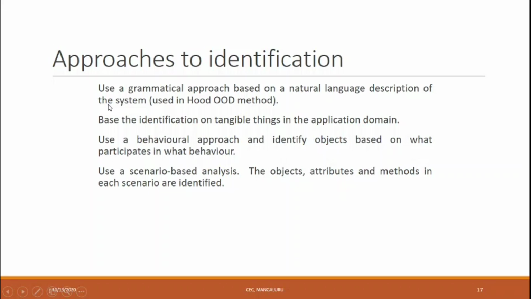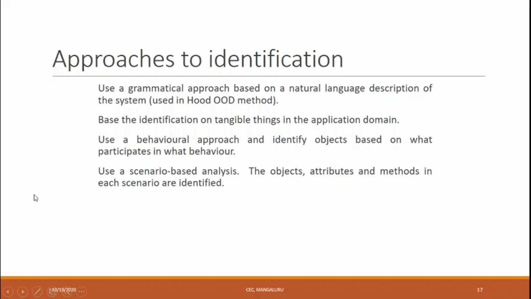One is to use the grammatical approach based on a natural language description of the system, which is used in the object-oriented design method. Once again, use a grammatical approach based on a natural language description of the system. Grammatical approach is something like writing simple English statements. That is what a natural language description of the system is. For example, they may ask, what's your name? My name is so and so. So this is what natural language is.